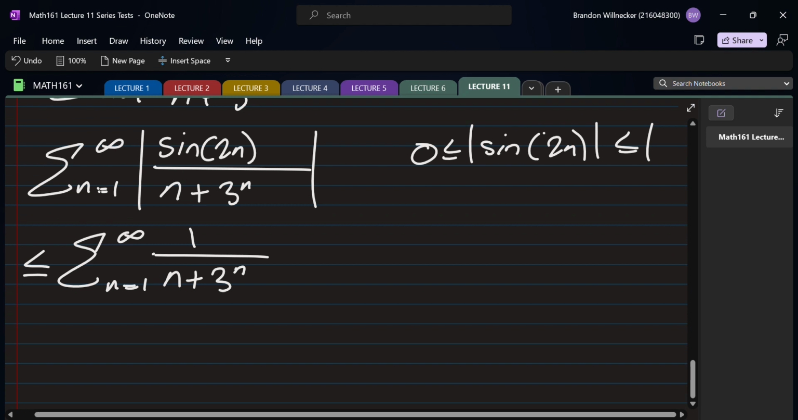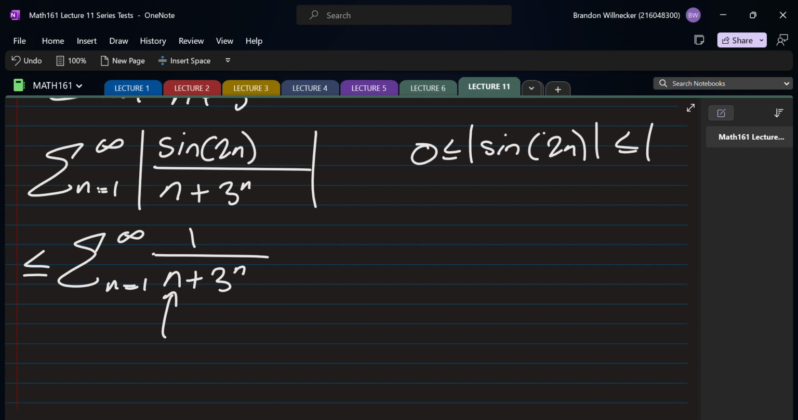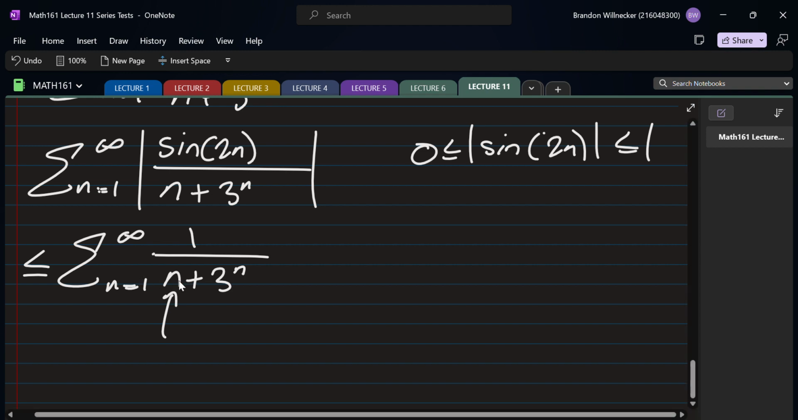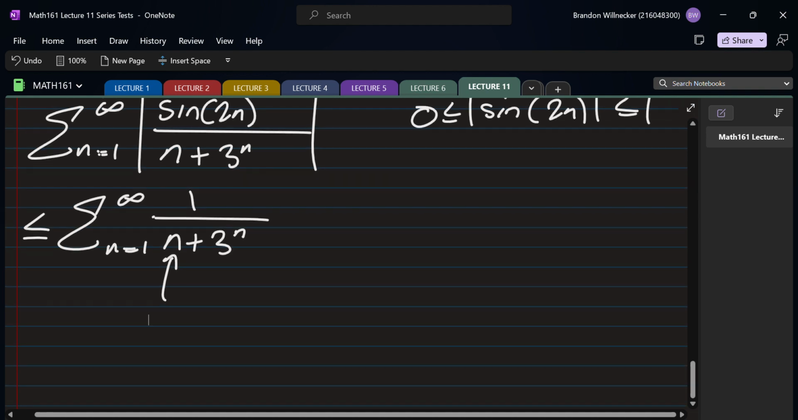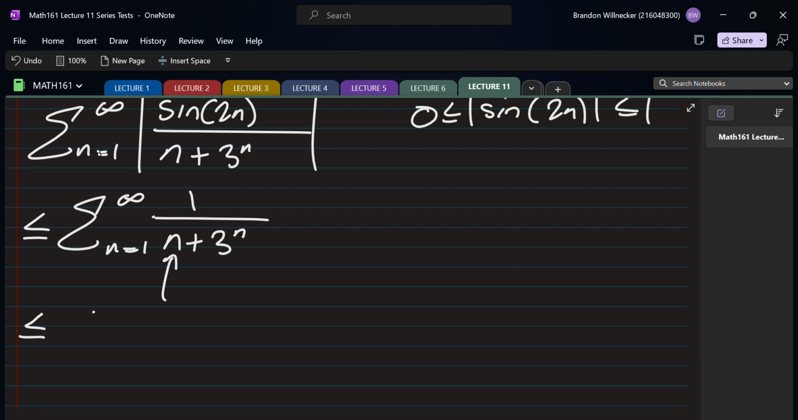Okay, we can introduce another inequality by noticing that in the denominator, we have this natural number, n. If we have a denominator with a natural number being added to it, that makes the denominator bigger. So adding a number in the bottom makes it bigger. If we take away that number, it makes the denominator smaller. And if you have a smaller denominator, you have a bigger fraction. If you've got a bigger denominator, you've got a smaller fraction. So if we take this away from the denominator, we end up with something bigger. So this is less than or equal to the sum from n equals 1 to infinity of 1 over 3 to the n.